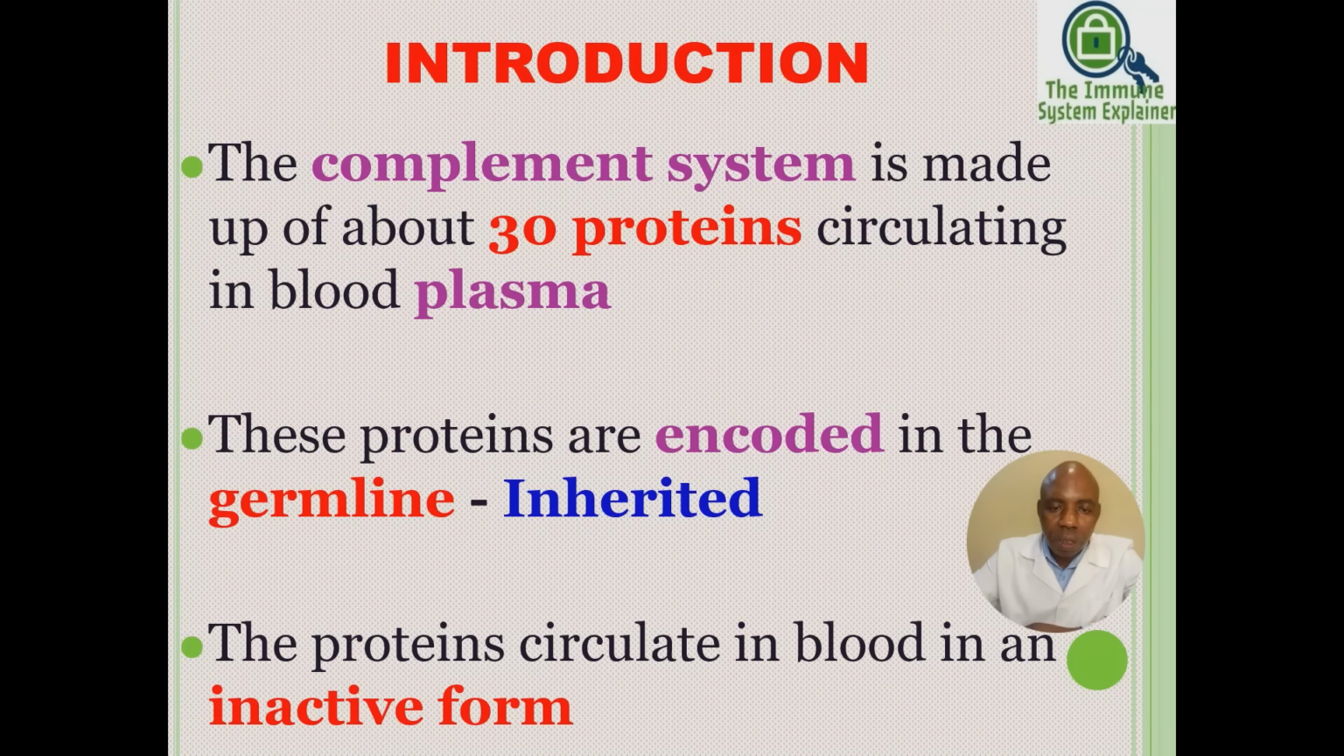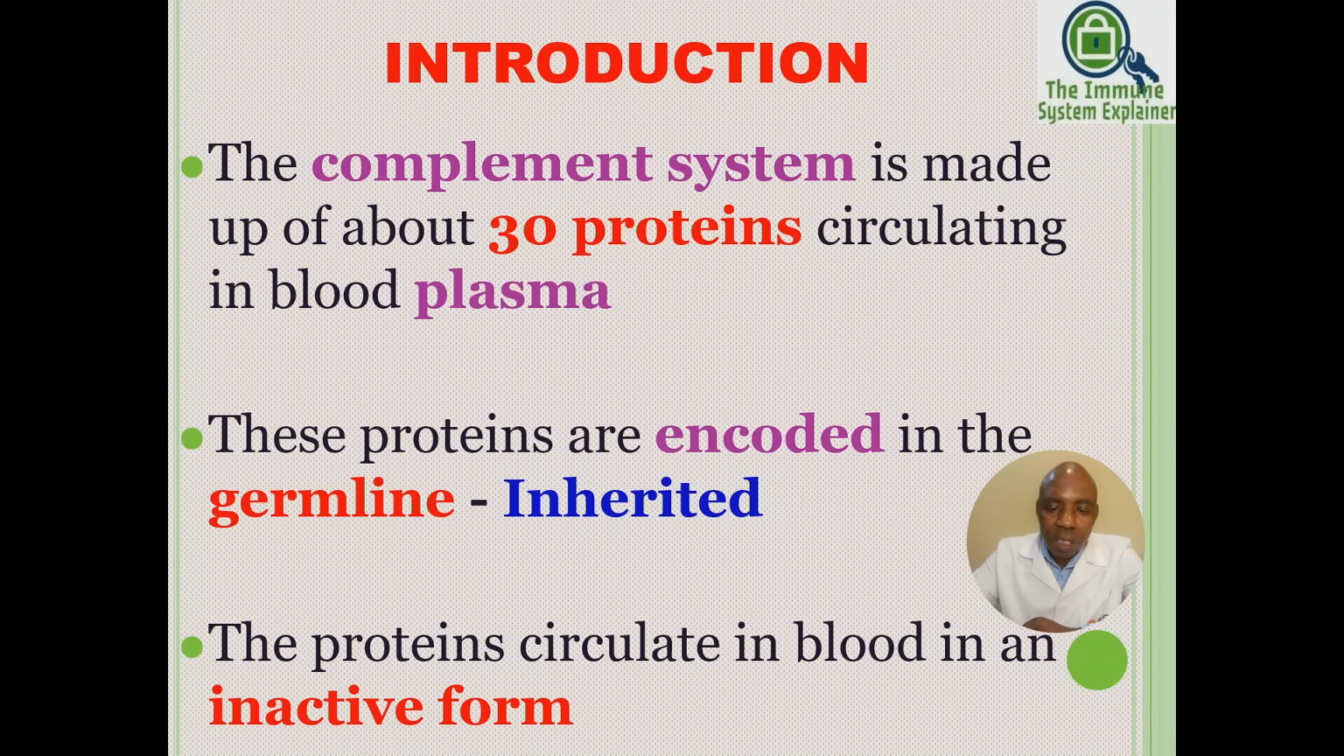Introduction. The complement system is made up of about 30 proteins circulating in blood plasma. These proteins are encoded in the germline, and what that means is that they are inherited. You inherit them, so you have genes that encode them, and you have them at the time of birth, and then they can manifest later within your blood plasma.